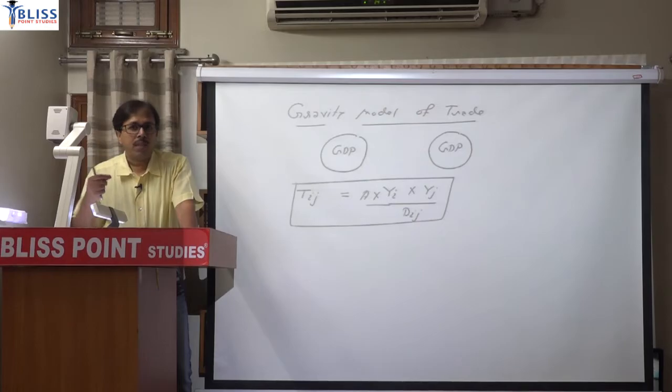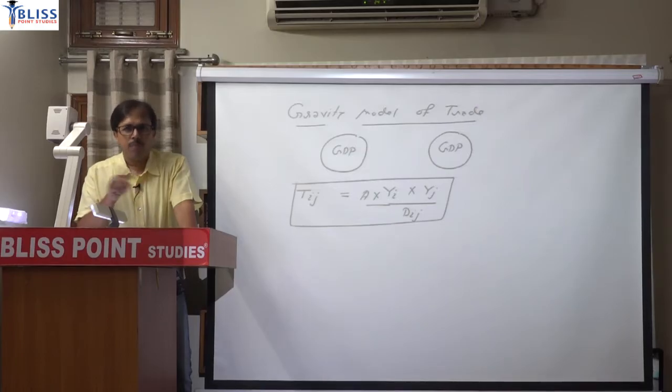So trade between, let us say, US and China will be more, and it will be more because of the size of their GDP. The greater GDP in fact indicates greater income, and with more income you are spending more, and you are spending more not only on domestic goods, but also on foreign goods. Spending on foreign goods means you are importing that product. Similar happens in the other countries.